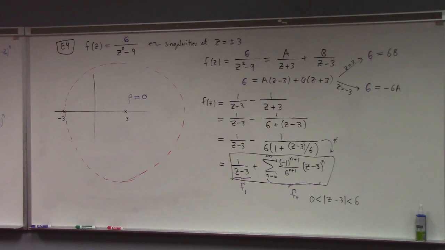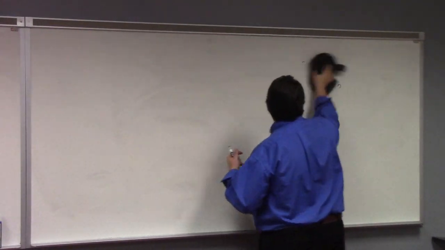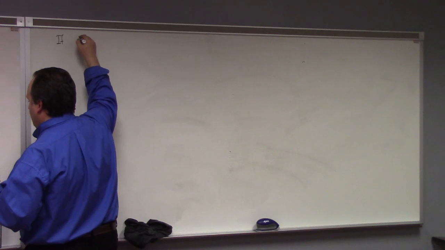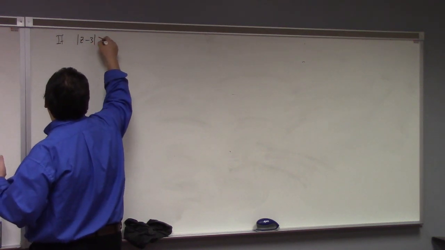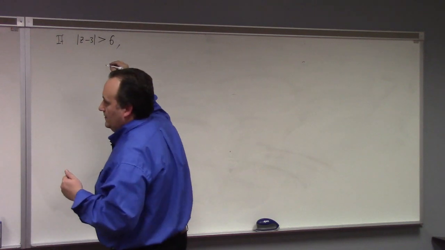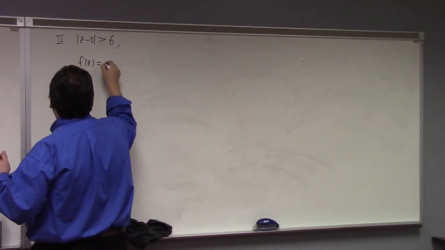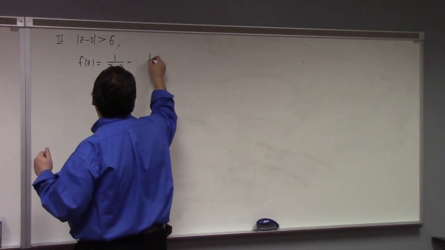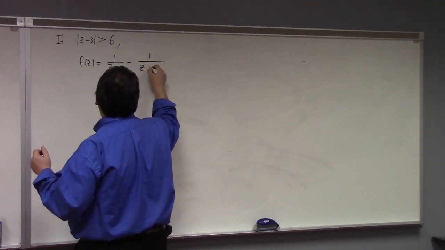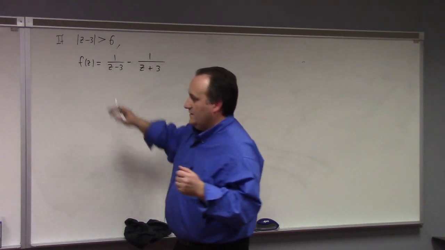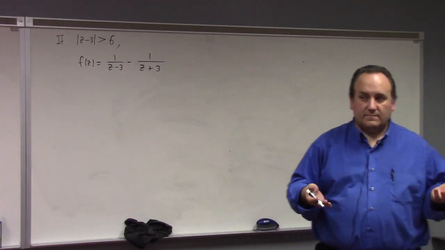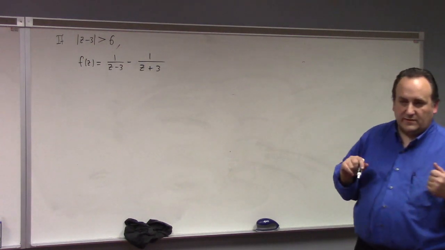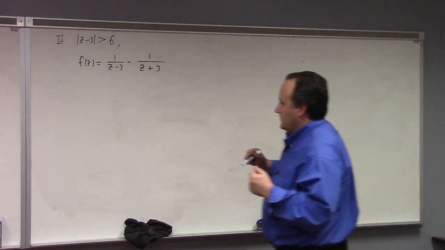Otherwise, we have the modulus of z minus 3 greater than 6, right? So if the modulus of z minus 3 is greater than 6, then we have f of z equal to 1 over z minus 3 minus 1 over z plus 3, right? It's still the case that 1 over z minus 3 is the singular part, okay? But now I can't make that geometric series step I did last time. I have to play a different game.